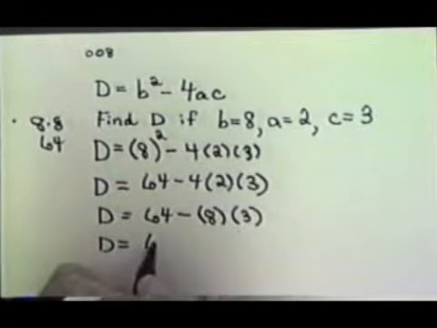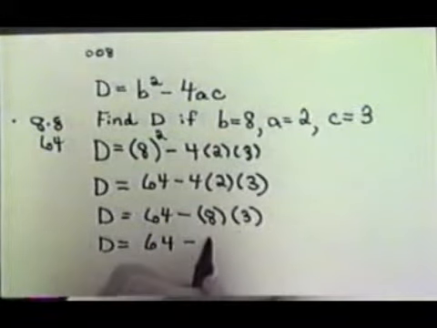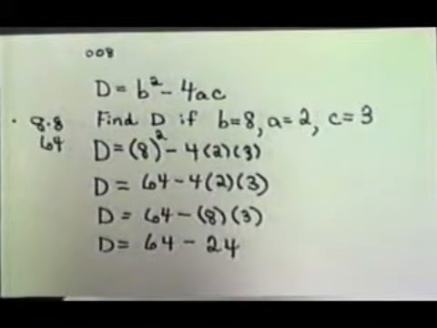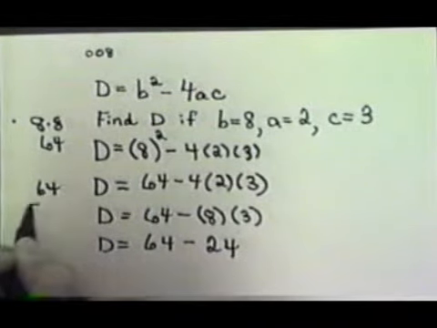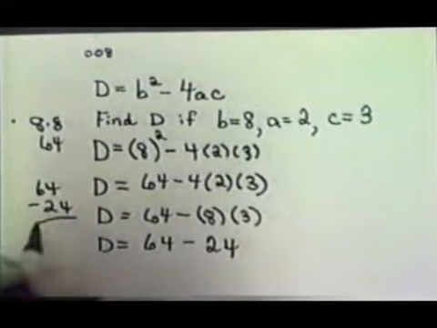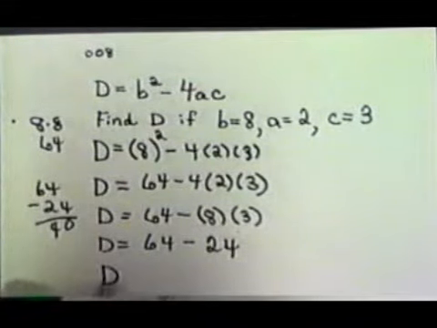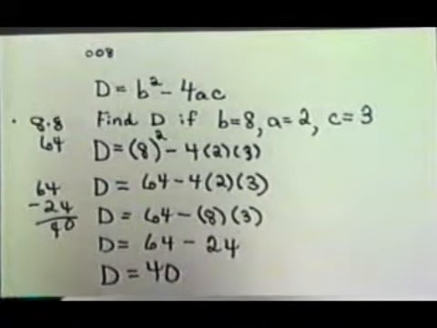So then I'd have 64 subtract. 8 times 3 is 24. So now I'd be ready to do 64 minus 24. And if you need to write that down to see it, come over to the side and do that. 4 minus 4 is 0, 6 minus 2 is 4. So the D that we were looking for is 40. D will be equal to 40.